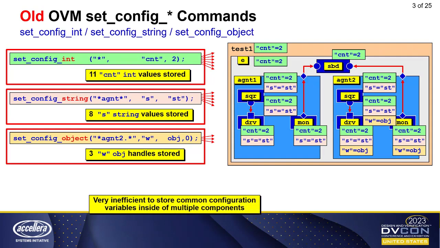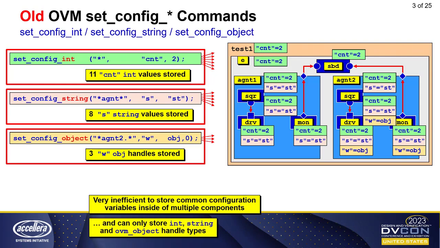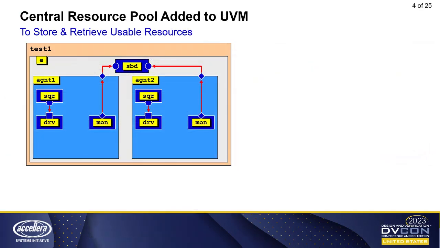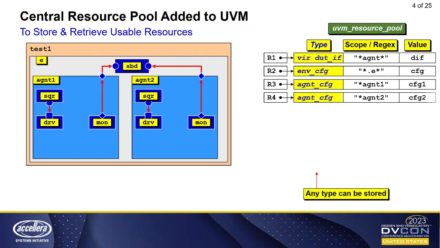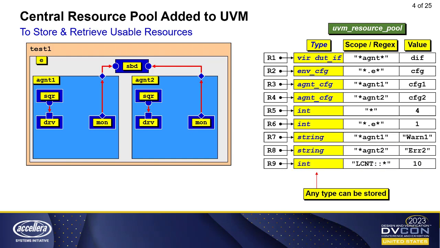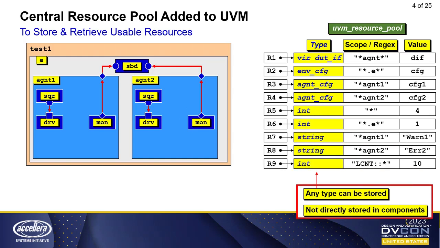This OVM storage mechanism was very inefficient since it repeatedly stored common configuration information into multiple components. And the OVM setconfig commands could only store ints, strings, and OVM object handle types. UVM removed much of the OVM inefficiency by adding a central pool of UVM resources. The UVM resource pool allowed any type to be stored. And since storage was in a central resource pool, information was not directly stored into the test bench components.